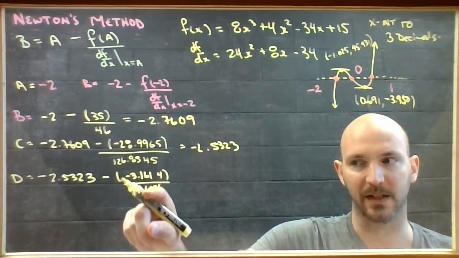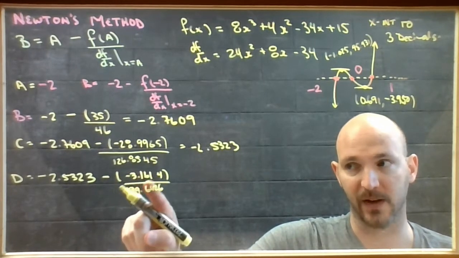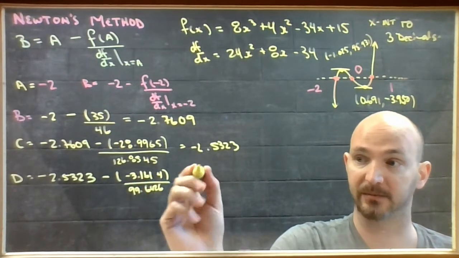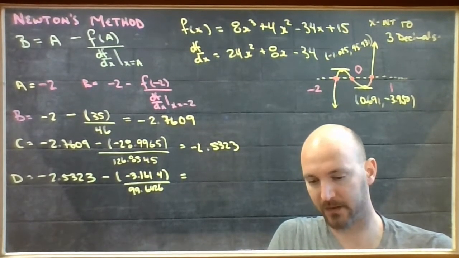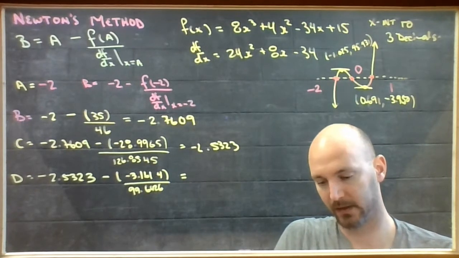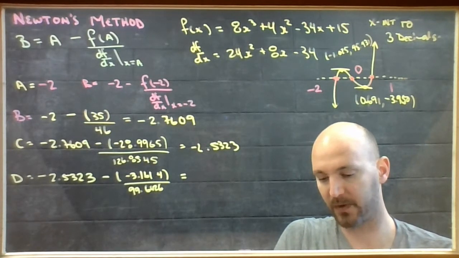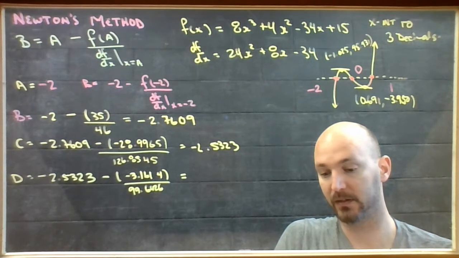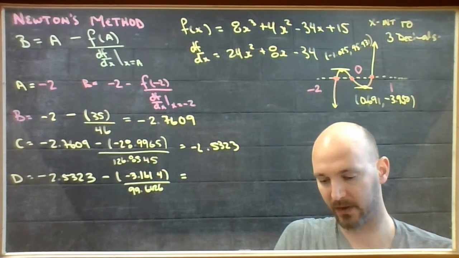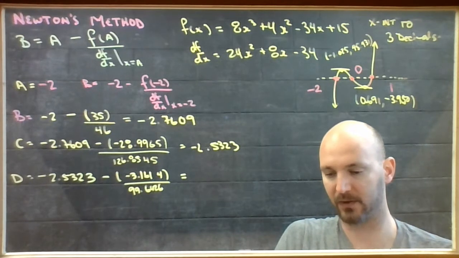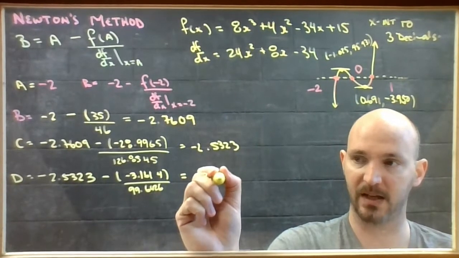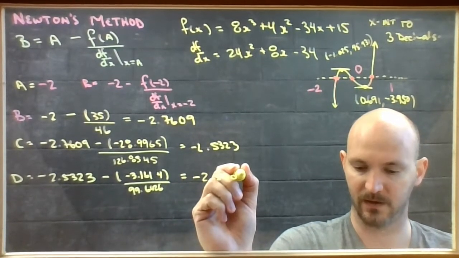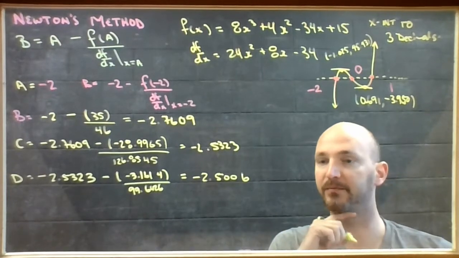But this denominator didn't change very much. My correction factor at the back of this is going to be teeny tiny. That's encouraging. So take that 99-something in the denominator, times negative 3.1614, and then take my old guess of negative 2.5323 and subtract my new correction factor. I get negative 2.5006 if I round that.